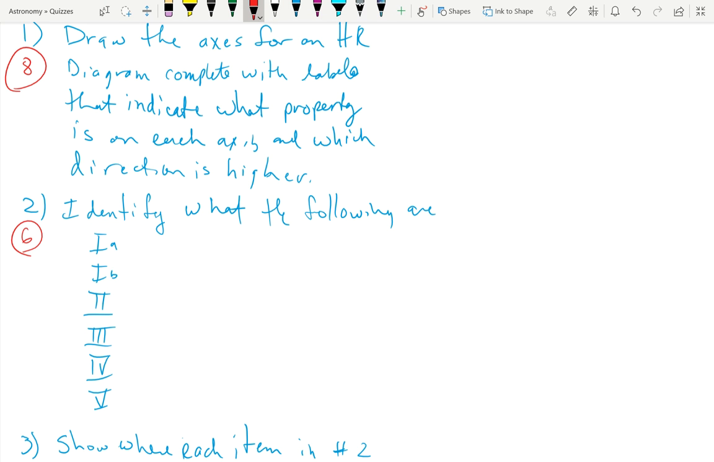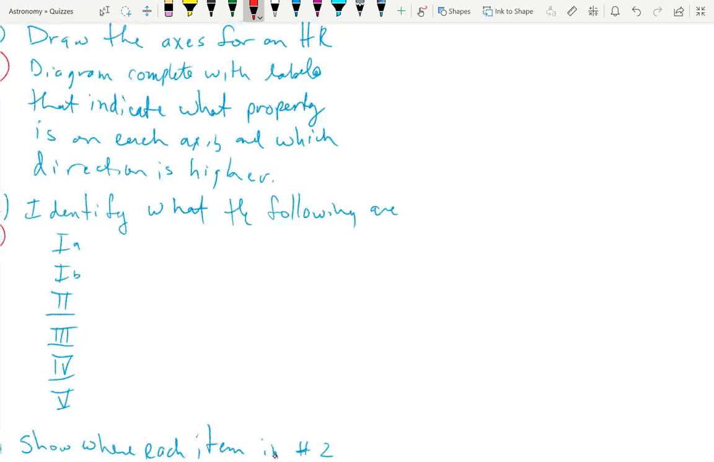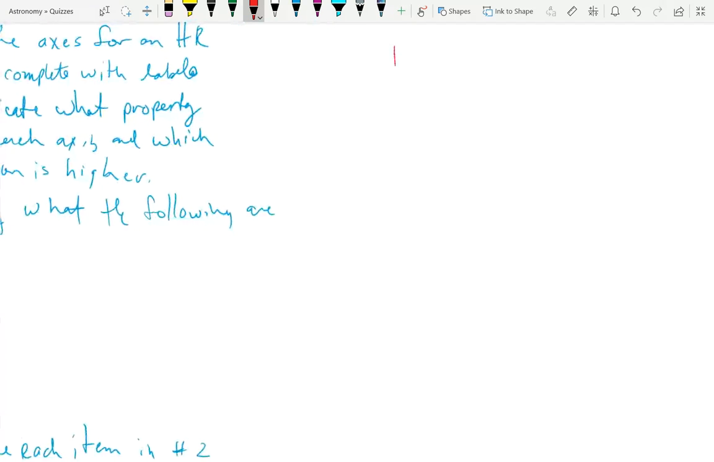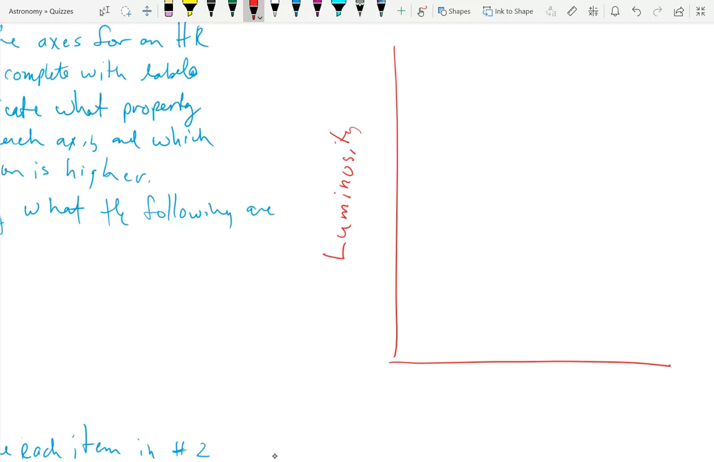All righty. Draw the axes for the HR diagram, complete with labels that indicate what properties are on each of the axes. So the vertical axis is luminosity. And what you needed was high luminosity. So I'm just going to put 10 to the 6. That's a big number. Low luminosity, I'll put 10 to the minus 6. And these will be in units of solar luminosity. So you did not have to put that.